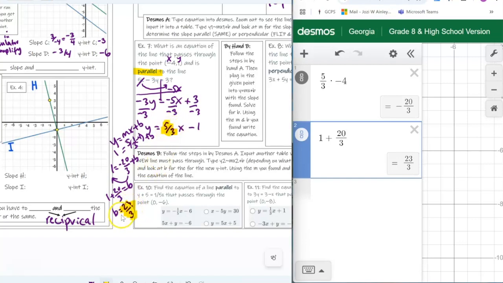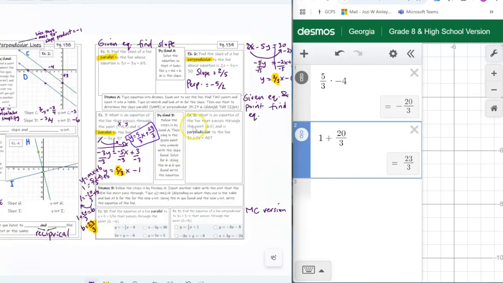Which is parallel to this. So now I can just write my equation. The equation of my line is going to be y equals my same slope, 5 over 3x, and my new y-intercept, 23 over 3. Okay, so that is a line that goes through negative 4, 1 and is parallel to that. So again, if this is too much or you prefer to do it by calculator, that's fine. I'm going to quickly show you how to do it by calculator to make sure that you're okay.